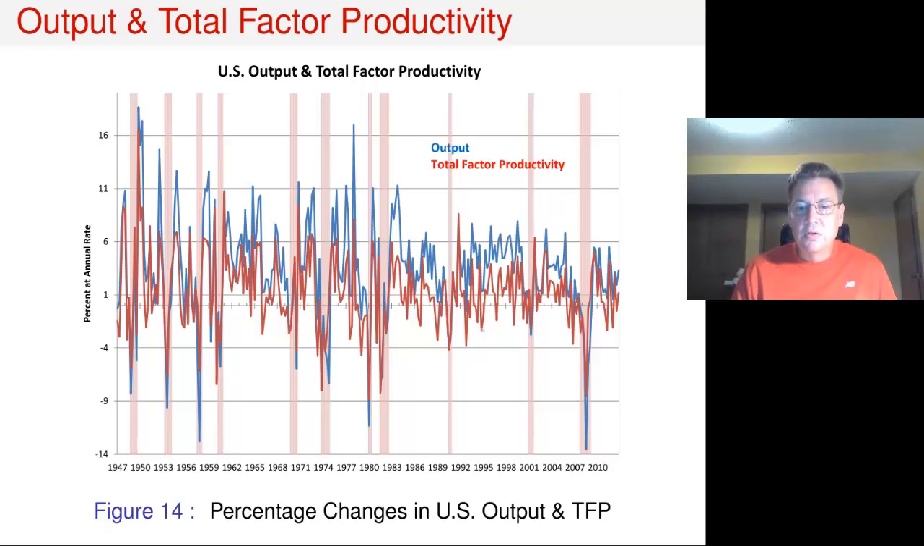And one thing that should jump out at you in this graph is output, which is the blue line, is quite a bit more volatile than total factor productivity. So what this is saying is that economic decisions tend to amplify the effects of total factor productivity on output.